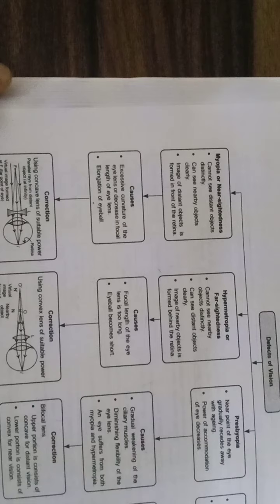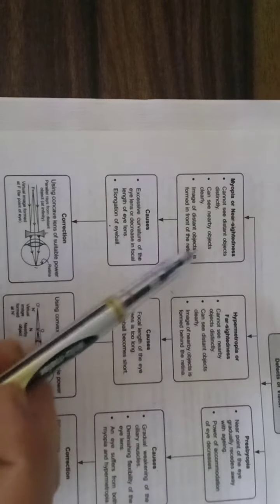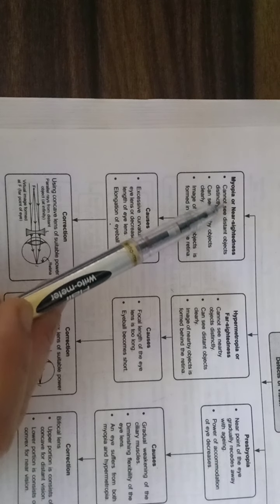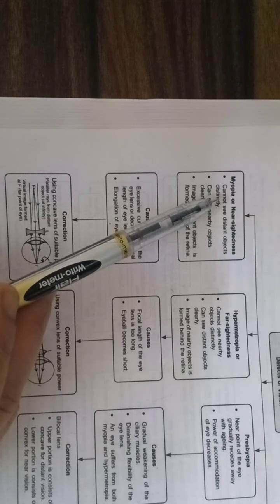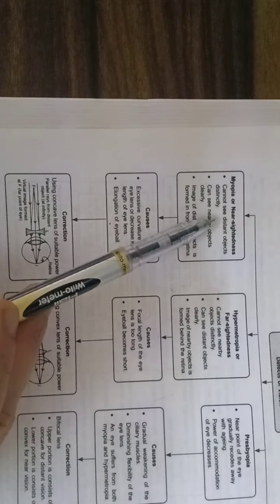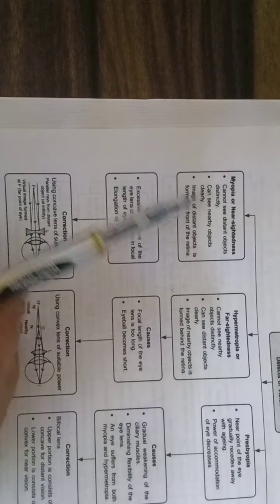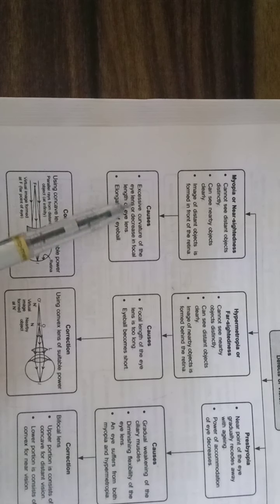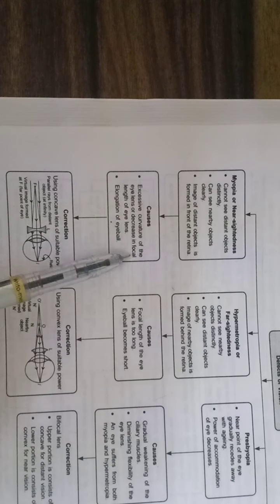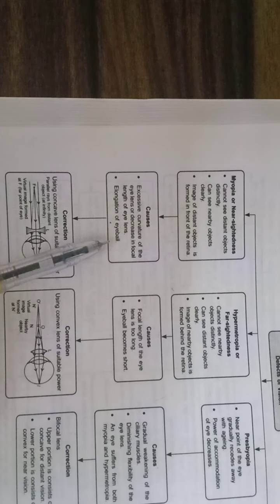Now we have defects in vision, and these are the most important parts. In defects of vision, first of all, we have myopia or nearsightedness, and in this defect, the person cannot see distant objects clearly, can see nearby objects clearly. Image of a distant object is formed in front of the retina. What are the causes? Excessive curvature of the eye lens or decrease in focal length of the eye lens, and the second one is elongation of the eye wall.